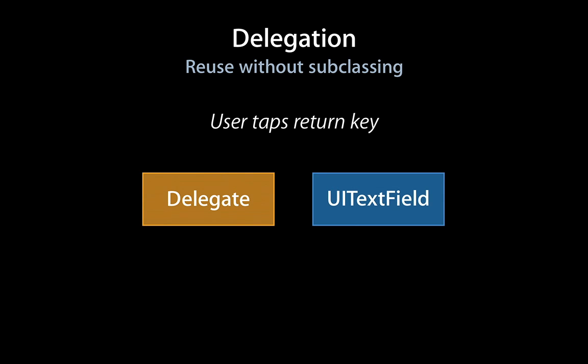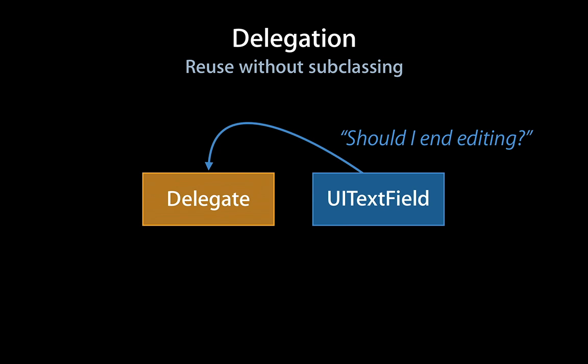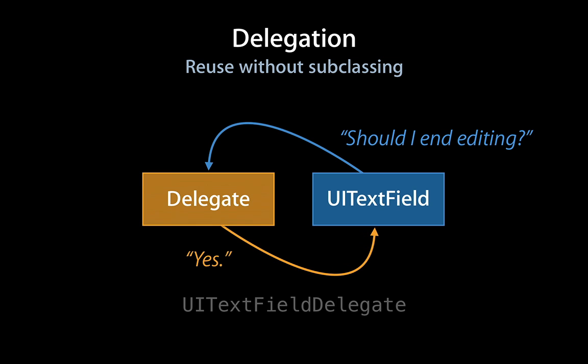Okay, I'd like to spend a little bit of extra time talking about delegation, because it's going to come up many, many more times in the talk. So let's talk about delegation, another common pattern which is used throughout the system. When a user taps on the return key in a text field, the text field goes over and asks the delegate, should I end editing? Should I actually take the insertion point out of the text field and make the keyboard go away? And the delegate in this case says yes.